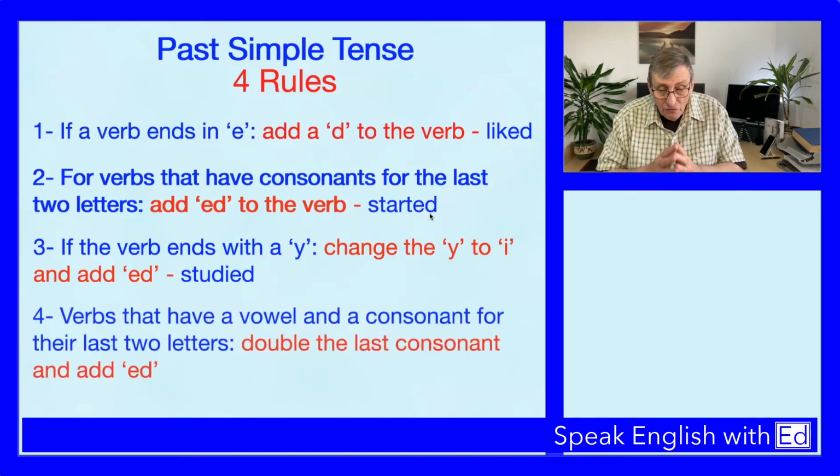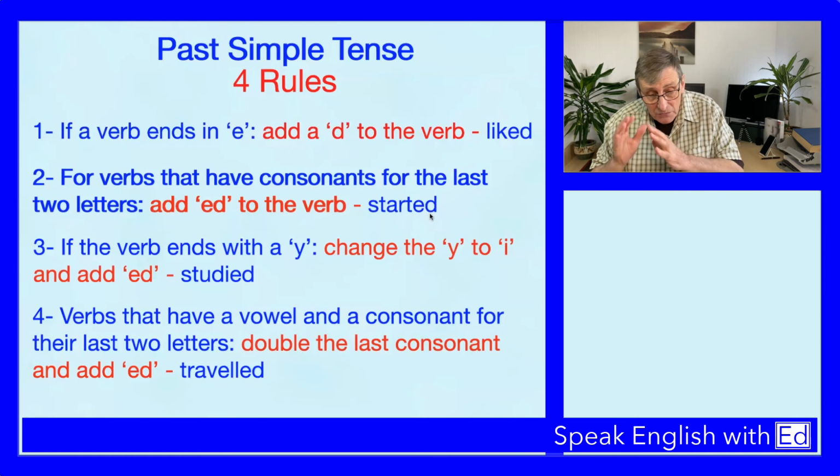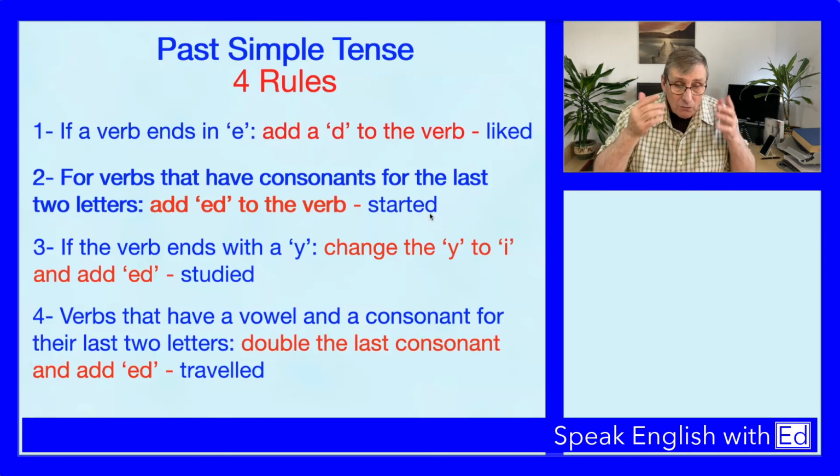And rule number 4, verbs that have a vowel and a consonant for their last 2 letters. So this is a vowel and then a consonant for the last 2 letters of the word. Then you double the last consonant, so you make it into 2, and then you add ED. As in travelled. Travel is TRAVEL. To make it into the past tense, so that the reader or listener will know that it's the past tense, we make it into 2 L's, we add another L, and then we add ED, so we've got travelled.